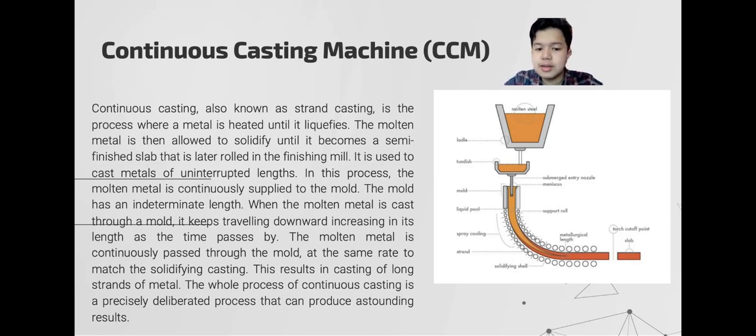So as we can see in the right picture, the molten metal at the ladle will go down to the tundish, and then at the tundish, it will continuously supply the molten metal through the mold. This mold at the right side will shape the metal, and then it will go downward until it solidifies and cools.